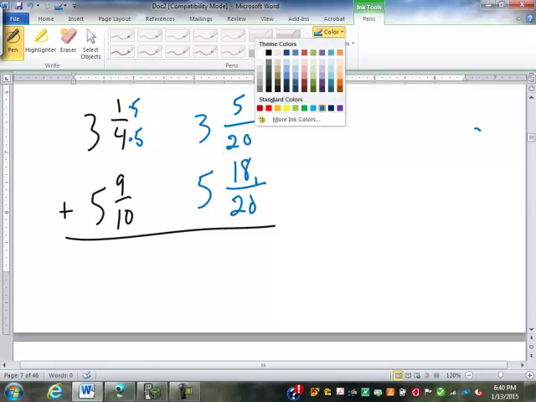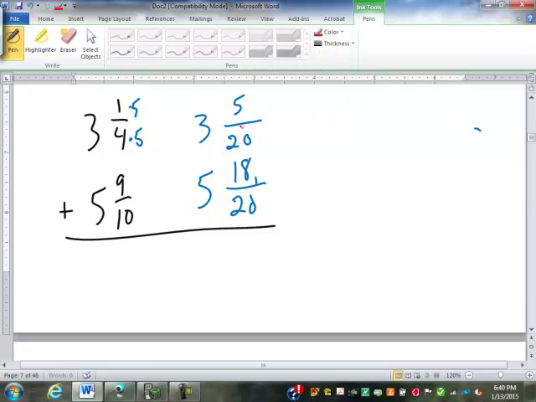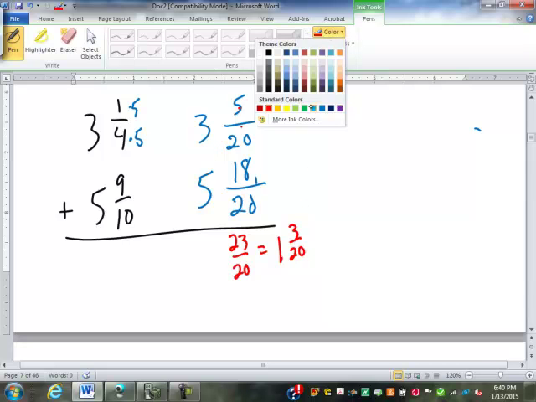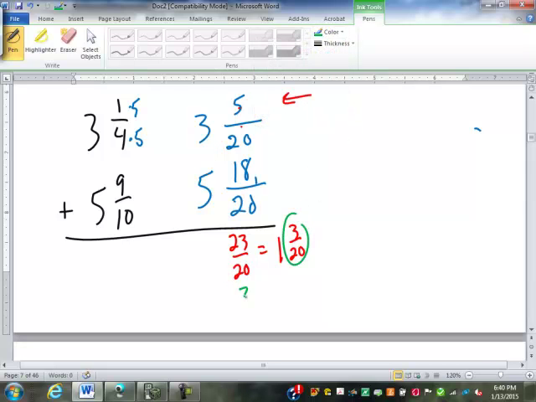And now, just like whole numbers, we're going to treat that fraction as the last digit. We're going to start on the right and work our way back to the left. 5 and 18 is 23 twentieths. Well, that is 1 and 3 twentieths. So still, just like whole numbers, we're going to keep part of it, 3 twentieths, and carry part of it, the 1. 1 and 3 is 4, plus 5 is 9. So 9 and 3 twentieths. Make sense?